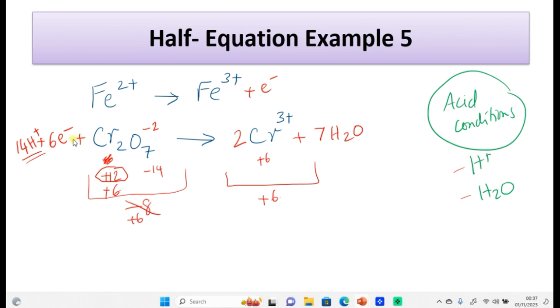As you can see, 1 electron here, 6 electrons. I need to make the electron numbers the same. Now I've multiplied this equation by 6, so I can get 6 electrons on both sides, on the 2 half equations. Going to cross this out.